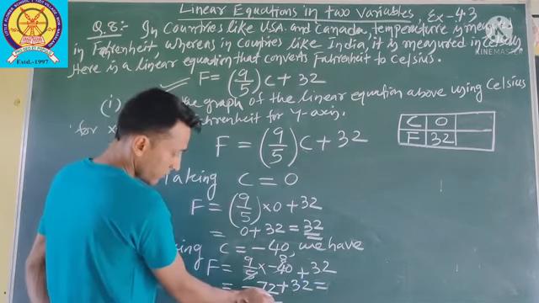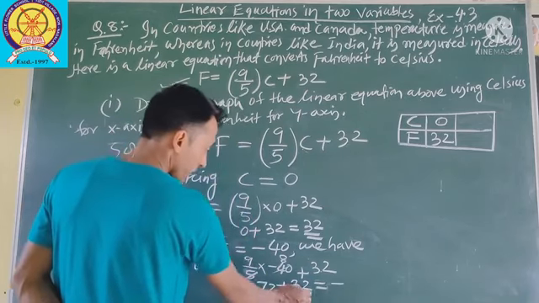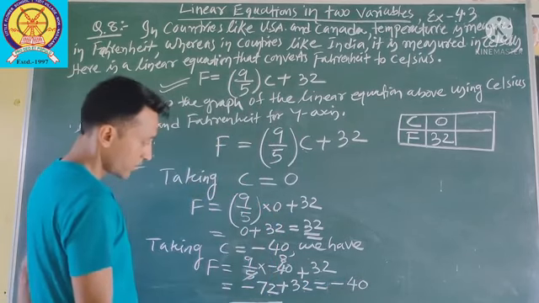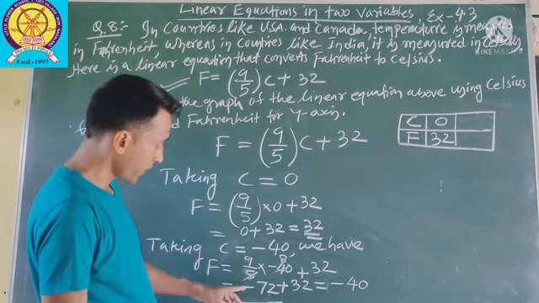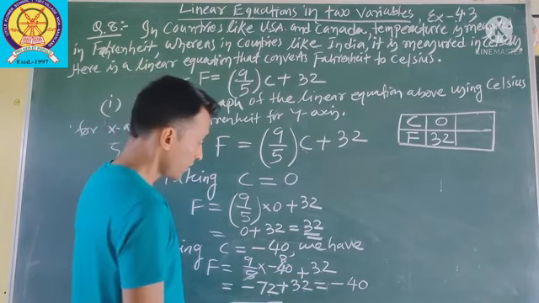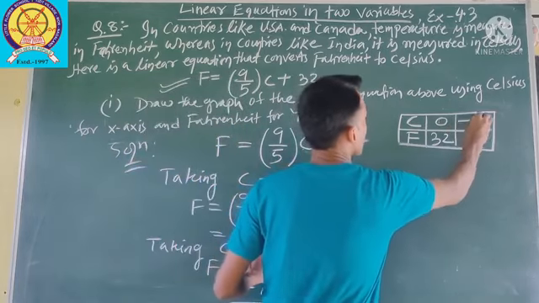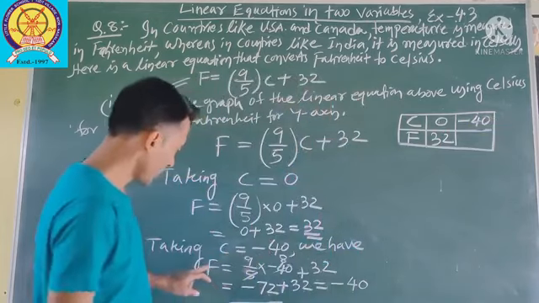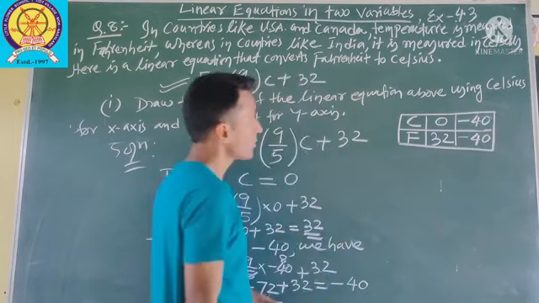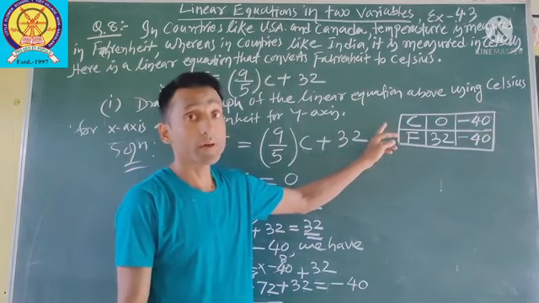Before the greatest term 72 we have minus, so take minus 72 minus 32... I mean, 72 minus 32 is 40, and before the greater term you have minus. So when we take Celsius minus 40, at that time we get Fahrenheit also minus 40. So now we will plot this point on a graph board or graph paper.